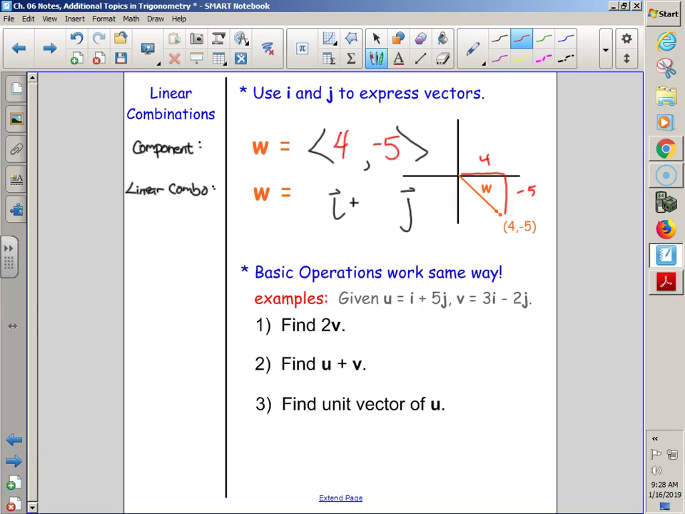Linear combination is the exact same thing, except technically what it does when you put in the 4 and the negative 5, it puts little arrows on it and says, hey, it's not just lengths, it's actual vectors that add together. So when we do components, technically I was never writing arrows because you weren't really doing vectors. You were just doing lengths. But with the i's and j's, we're technically doing actual vectors. 4 over and 5 down.